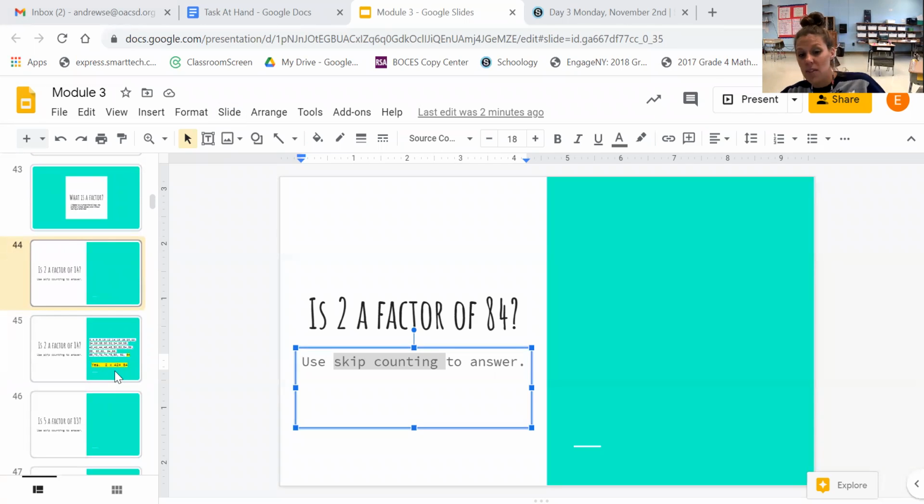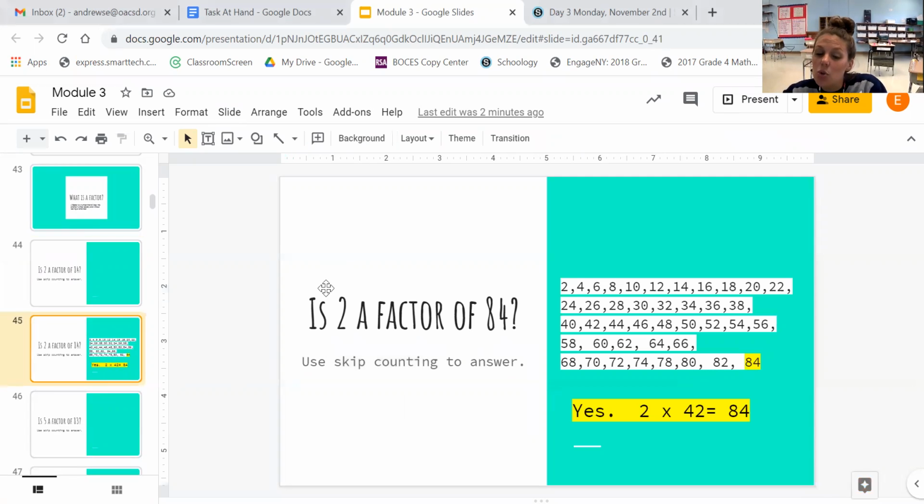Awesome. Hopefully when you did this, you saw that yes, 2 is a factor of 84. I listed all my multiples of 2 up to the number 84. And it was, yeah, 2 times 42 is 84. I knew this because I counted up how many times I counted by 2's to get to 84. So yes, 2 is a factor of 84.